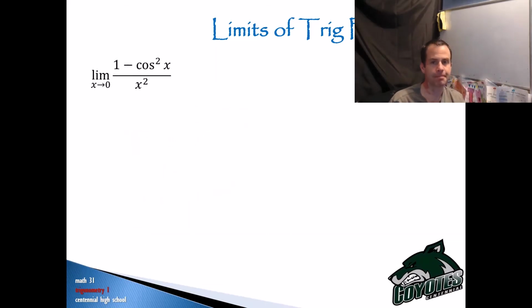Okay. What about the limit of 1 minus cos squared x over x squared, where x is approaching 0? Well, I haven't talked to you about a limit that looks like this at all. The only limit I talked to you about was sine x over x. So your first instinct here needs to be, can I make 1 minus cos squared x turn into sine squared x? And the answer is yes, it's a Pythagorean identity.